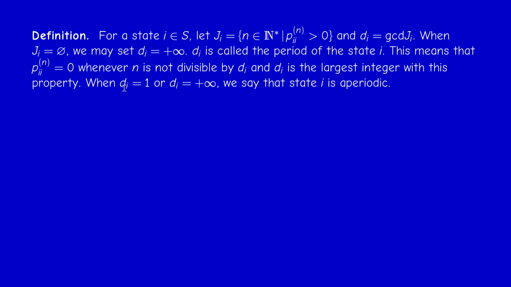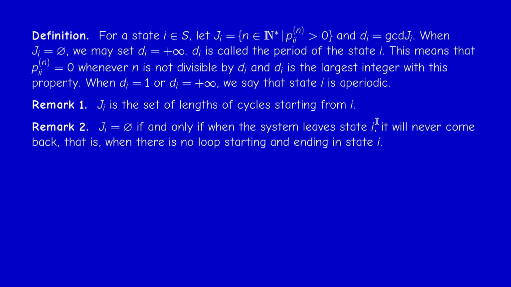When d_i is 1 or d_i is plus infinity, we say that state i is aperiodic. Now, when is J_i empty? J_i is empty if and only if there's no cycle from i to i of any possible length, which means that if I leave i I will never go back, even if I start from i.